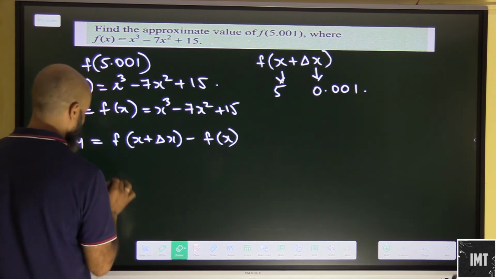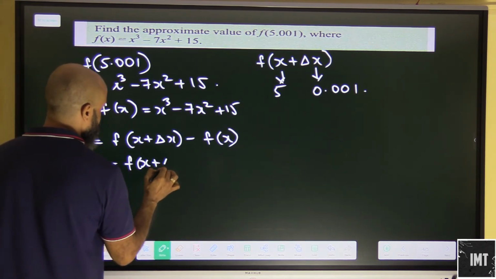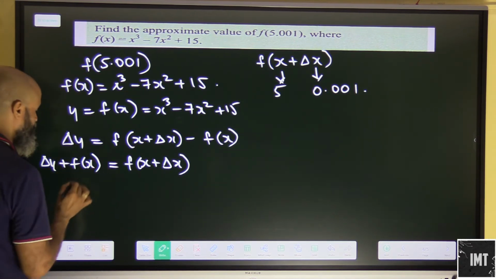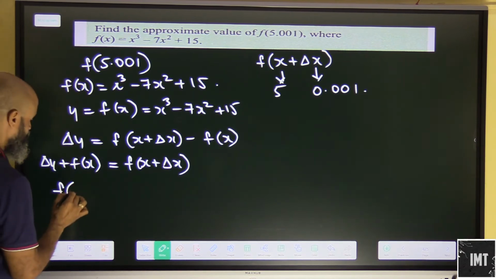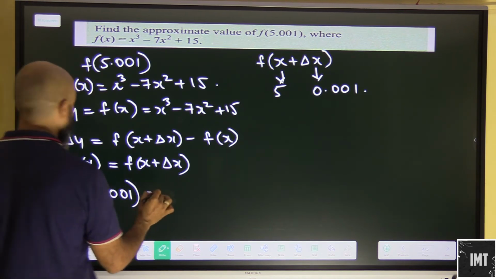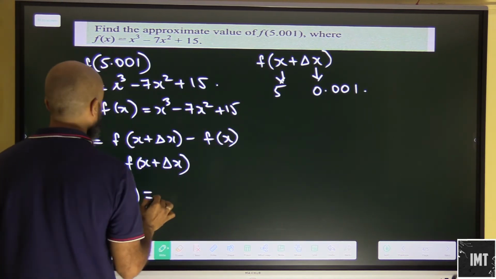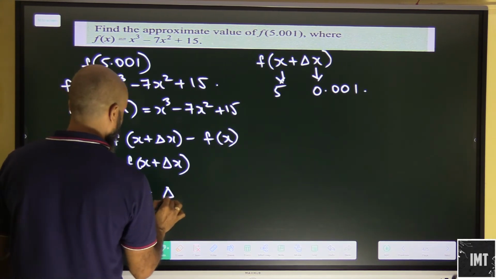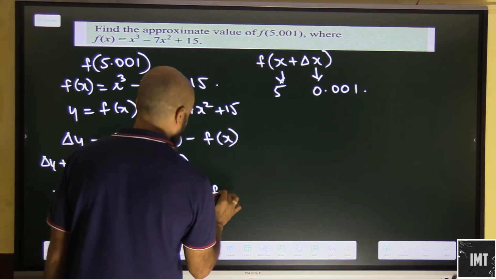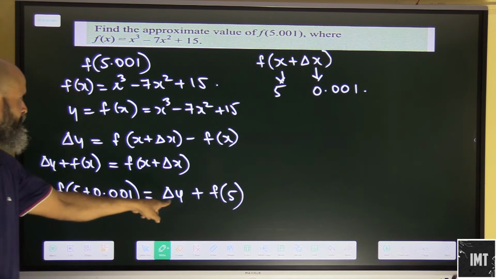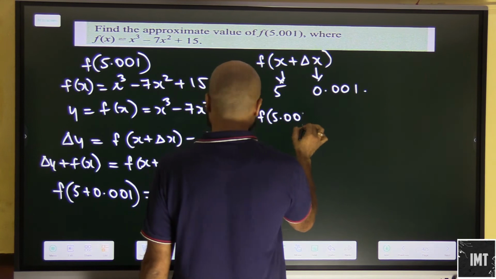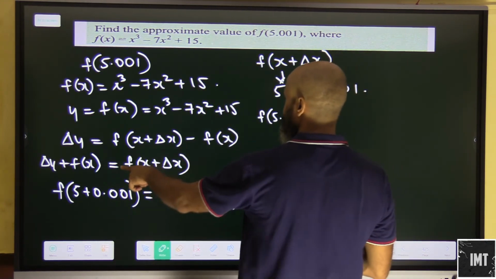Okay, so this will mean f(x + delta x) is equal to delta y plus f(x), which means f(5 + 0.001), that is f(5.001), will be equal to delta y plus f(x), that is f(5), since x is 5. So delta y can be written as f(5.001) minus f(5).